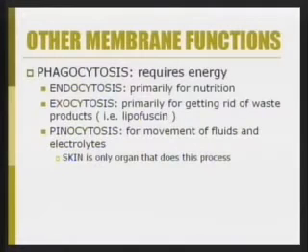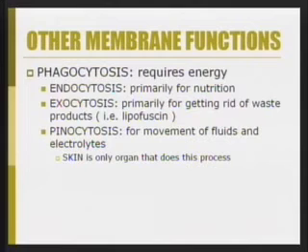So endocytosis is about nutrition. Exocytosis is primarily for pushing out garbage. Your cells produce waste, don't they? That means they've got to push it out. The most common waste all cells produce is lipofuscin. Lipofuscin is oxidized lipid and protein.